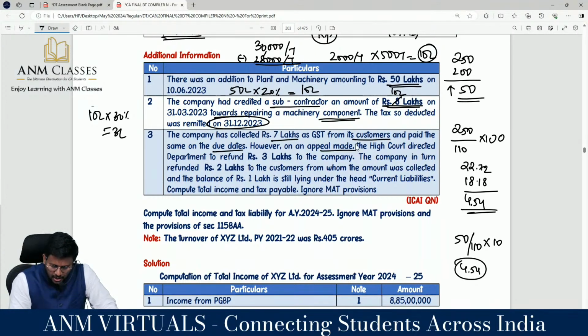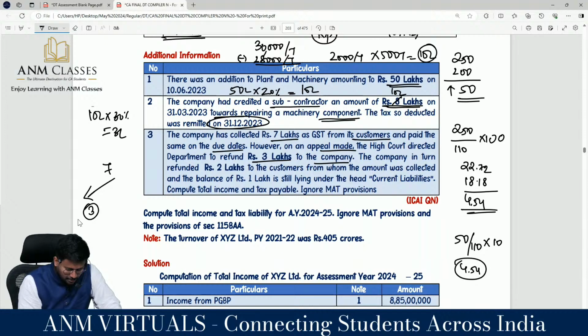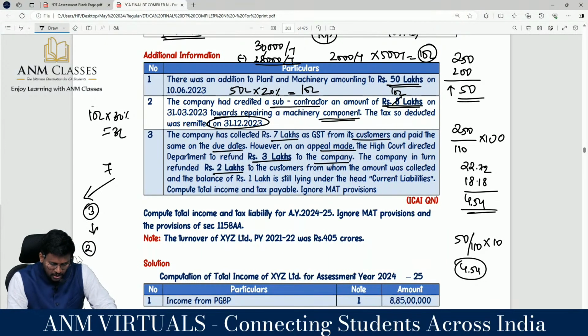However, an appeal made, High Court directed department to refund 3 lakh to the company. Sir, 7 lakhs kattirukanga, adha 3 lakhs company ke thirupi kuduthanga. Company in turn refunded 2 lakhs to its customer. In the 3 lakh la 2 lakhs yaar kuduthanga? From whom the amount was collected, and the balance 1 lakh is still lying under the head NL liability.